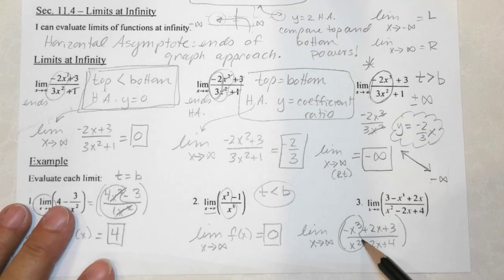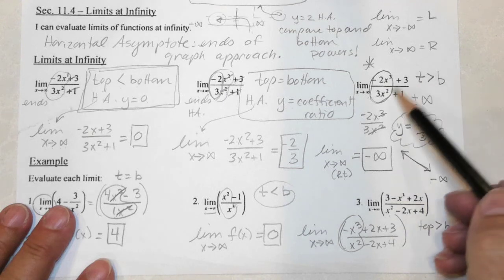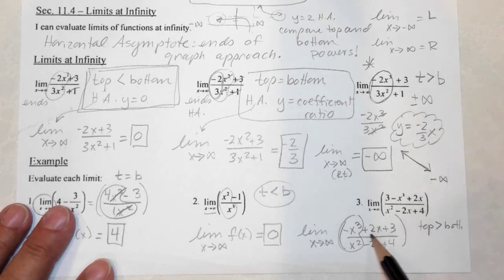And I can see that in this scenario, the top is greater than the bottom. No big surprise. Now I have to practice this. I ignore everything except the lead coefficients or lead terms. I think about them independently. Negative x cubed over x squared. X squared would cancel, and my remaining thing would be y equals negative x.